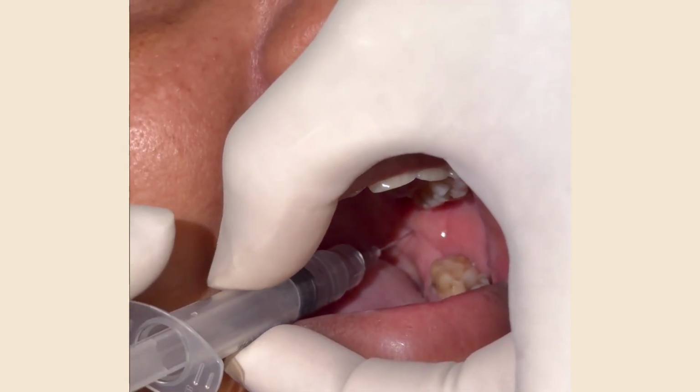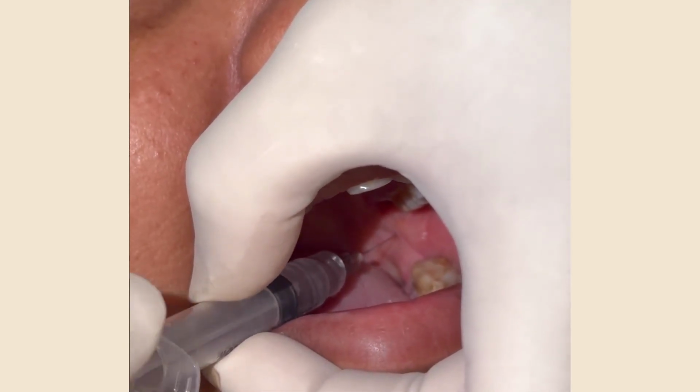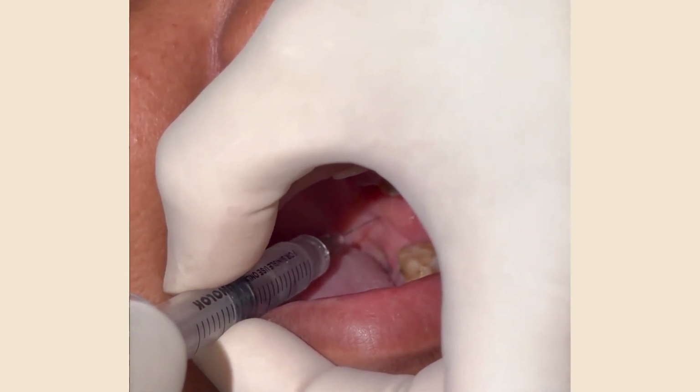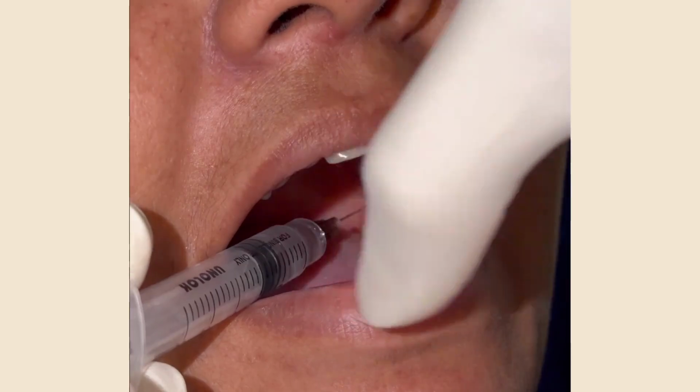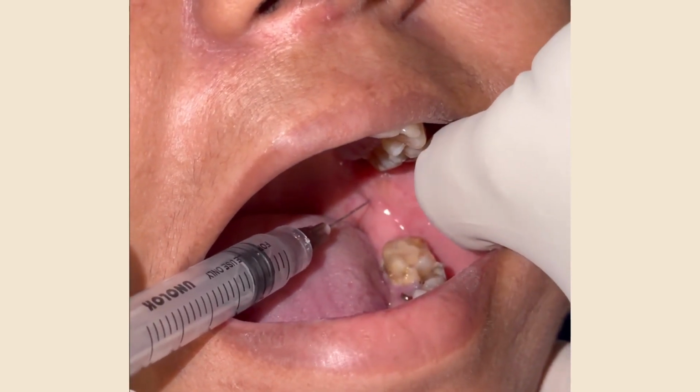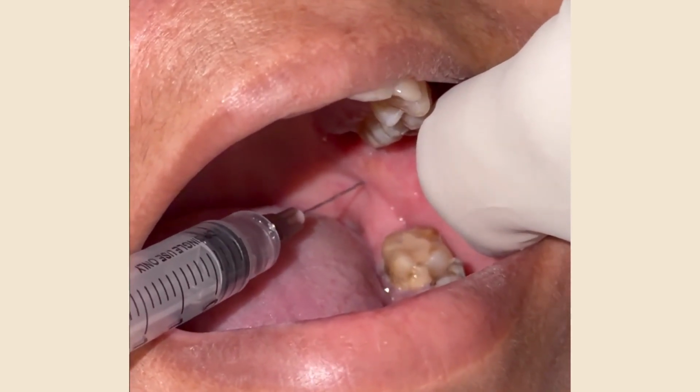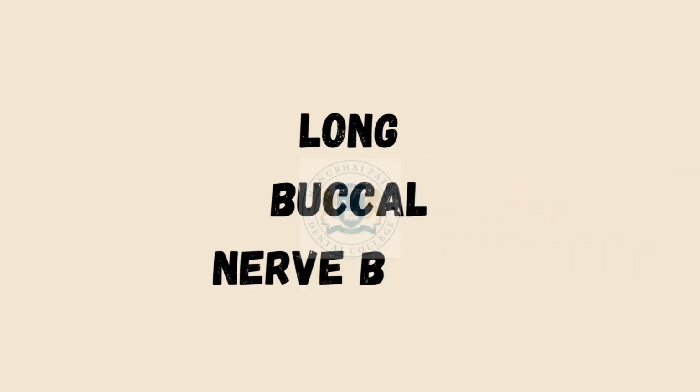Then he withdrew the syringe up to half of the needle and reaspirated. When it came negative, he deposited 0.2 milliliters to anesthetize the lingual nerve. Second one is long buccal nerve block.